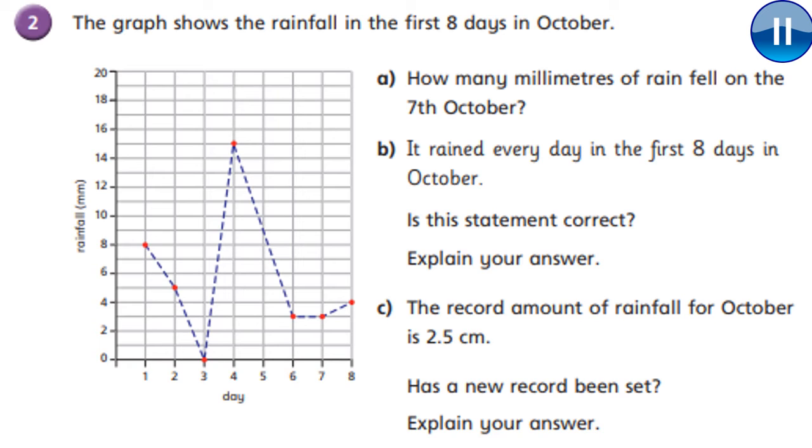A. How many millimetres of rain fell on the 7th of October? B. It rained every day in the first 8 days in October. Is this statement correct? Prove your answer. C. The record amount of rainfall for October is 2.5 centimetres. Has a new record been set? Explain your answer.